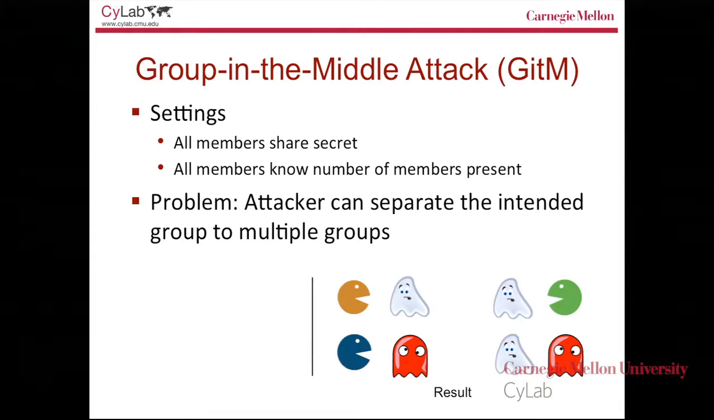The victim members believe they are part of a group of 4 members with 3 others, but instead they are a separate group with the adversary and some fake identities. There are other ghosts there representing who we think the actual intended people are.